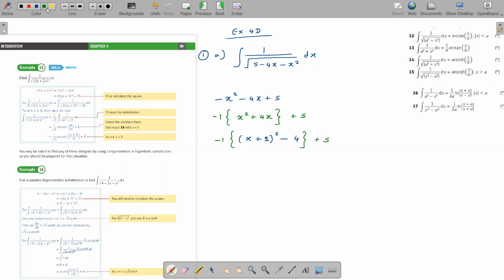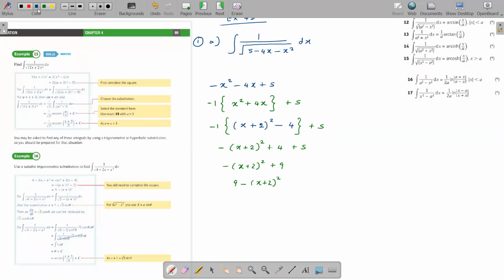So minus 1 multiplies in. So we have minus x plus 2 square. Minus into minus is plus 4, plus 5. Do you agree with my working? Minus x plus 2 square plus 9, or in other words, 9 minus x plus 2 square. So this is the completing the square part. Do you agree with me? Yeah. So when I write the sum, 1 over root 5 minus 4x minus x square.